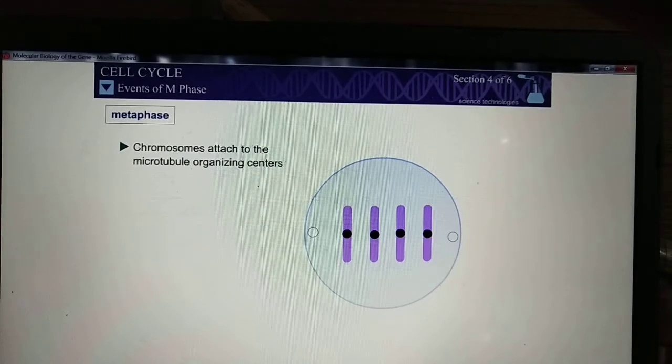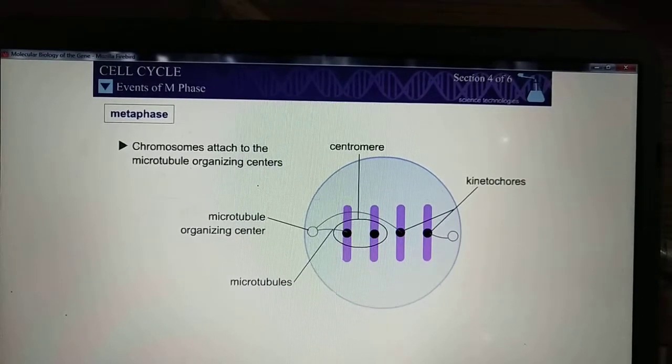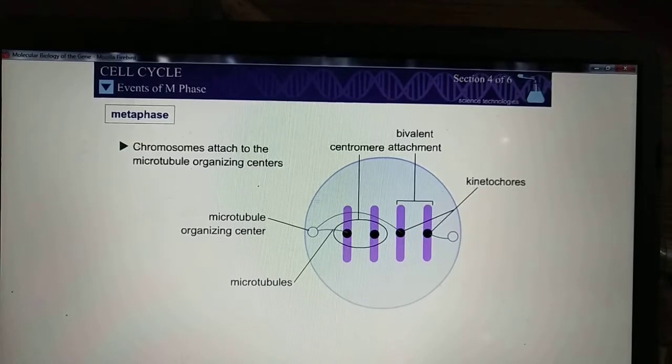In metaphase, long fibers called microtubules emanate from microtubule organizing centers that are located at each pole of the cell. The two kinetochores at the centromere of each linked sister chromatid pair attach to opposite poles of the cell. This is called bivalent attachment, and it ensures that each daughter cell will receive exactly one pair of each chromosome.